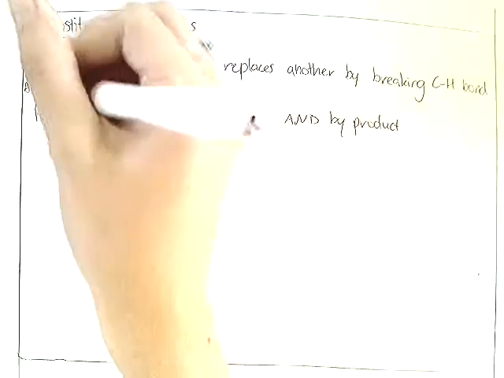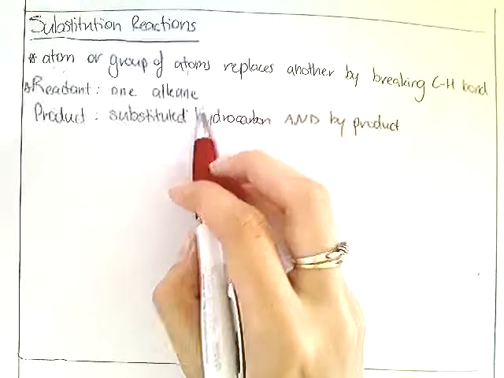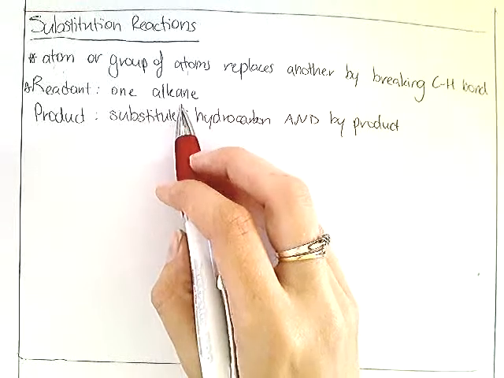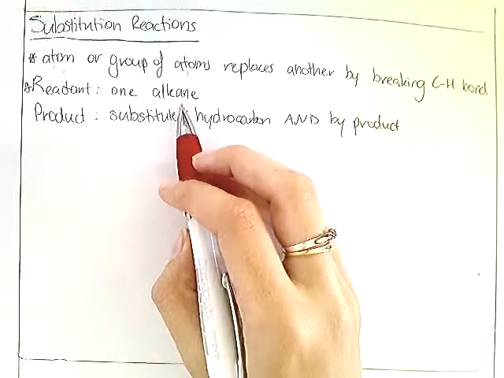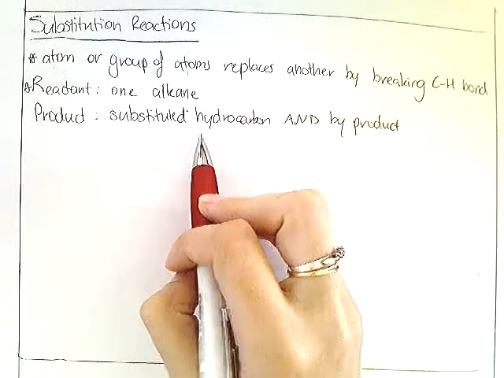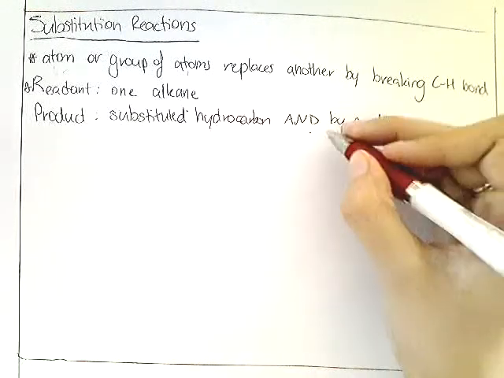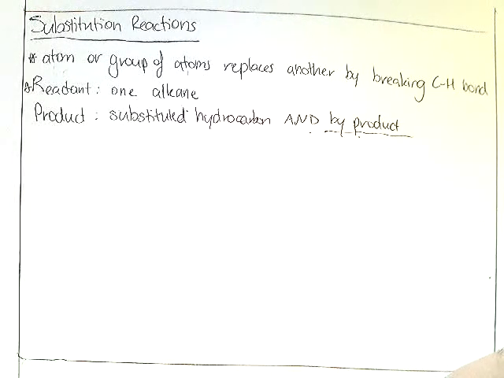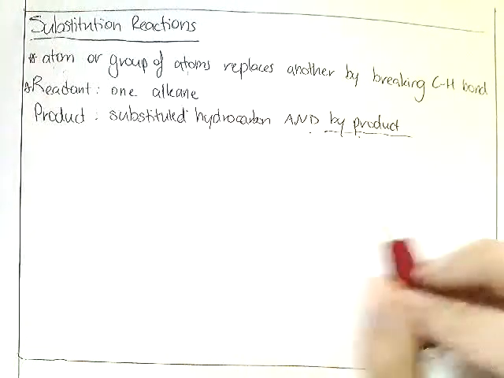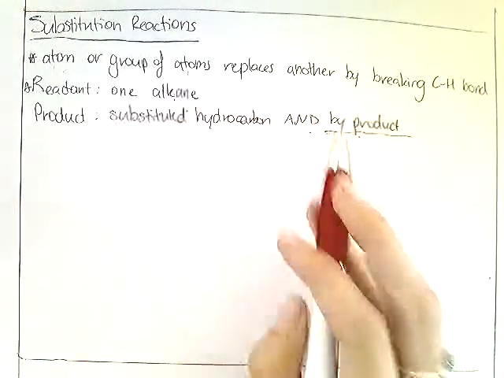The reactant, in this case, is going to be one alkane. Before it was an alkene or an alkyne. In substitution, it's always an alkane. Your product then, as before, will be a substituted hydrocarbon, but this time there will also be a byproduct, and there will always be a byproduct in substitution reactions. So if you were presented with a reaction and it has a byproduct, you can check that it started with an alkane, it's going to be a substitution reaction.